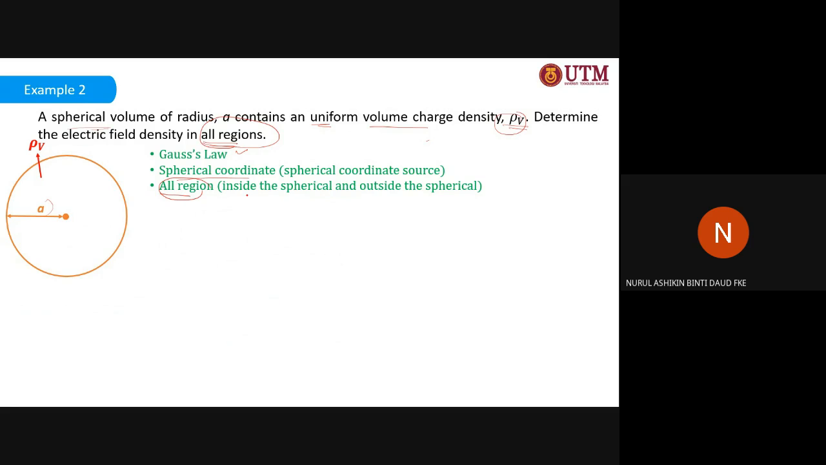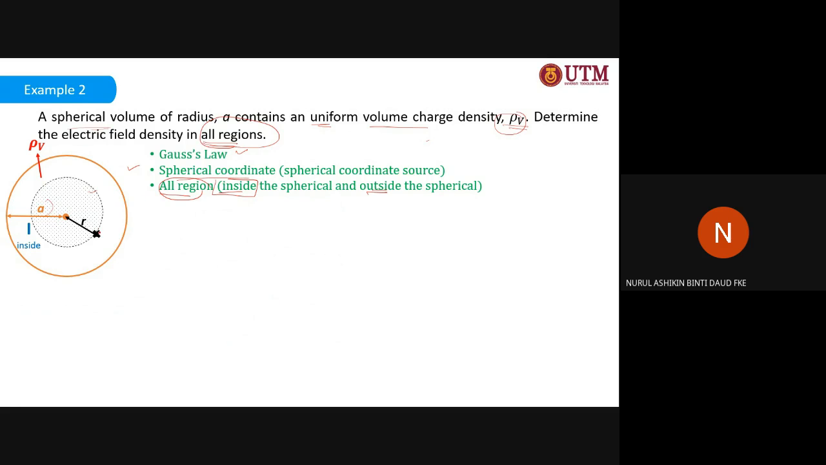So it means that you should take into consideration the one that is inside and also outside. Inside and outside. So there will be two regions that you will deal with. Okay, now let's look at them one by one. Let's do one by one. Okay, so let's solve the one that is inside the spherical.